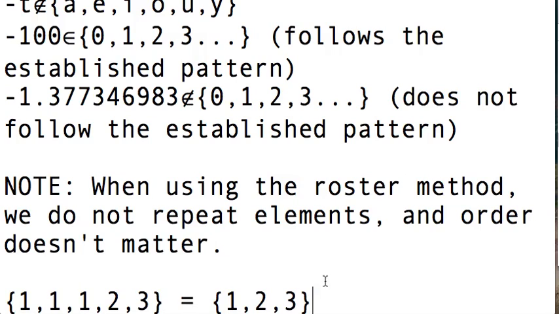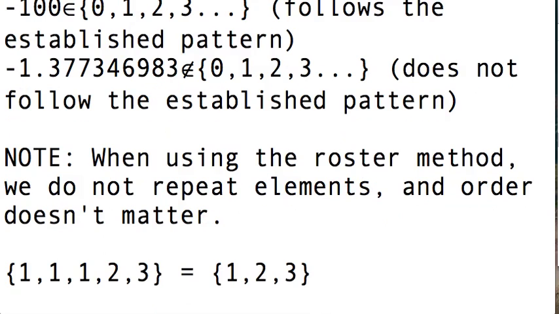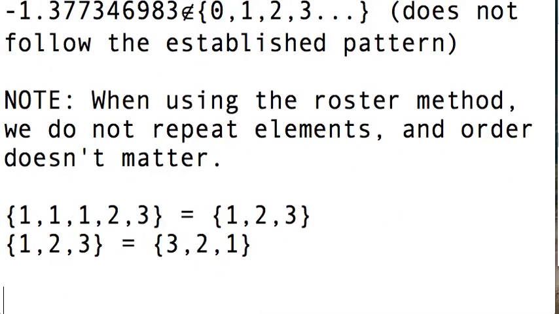Writing it out more than once doesn't really change the fact that all we care about is: is it in here or is it not in here? Writing it out 3 times is redundant. Also, if I wrote 1, 2, 3, that's exactly the same thing as 3, 2, 1. I don't care about the order that I write things down in. All I care about is what is inside of the set. Okay, so the roster method is only so good at describing things.